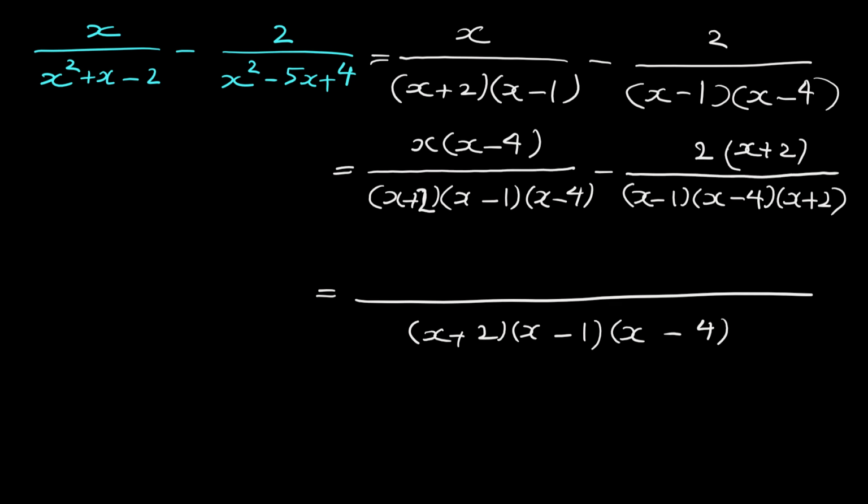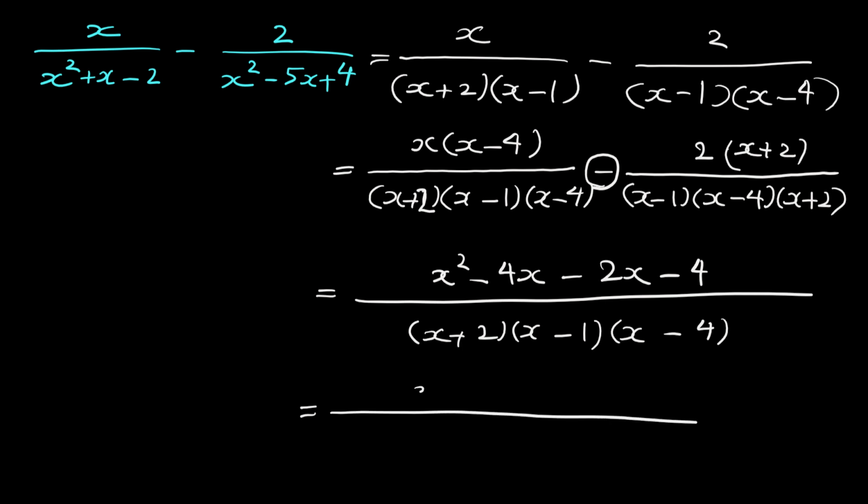x times x minus 4 is x to the 2 minus 4x. 2 times x is 2x, but attention, we have a negative here, so negative 2x. 2 times 2 is 4, but it's a mistake to write plus 4. It's a negative. This negative is for the whole fraction, so this negative should be applied to every term in the numerator. 2 times 2 is 4, but we have negative 4. So finally, we have in the numerator x to the 2 minus 6x minus 4, since minus 4x minus 2x is minus 6x, all over x plus 2 times x minus 1 times x minus 4.